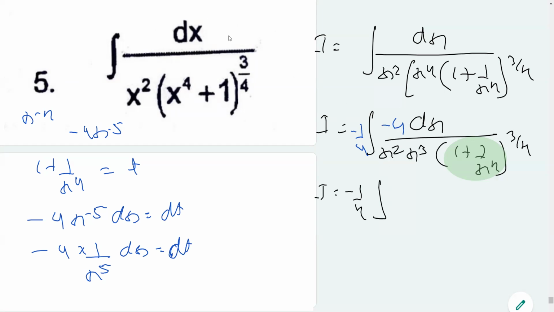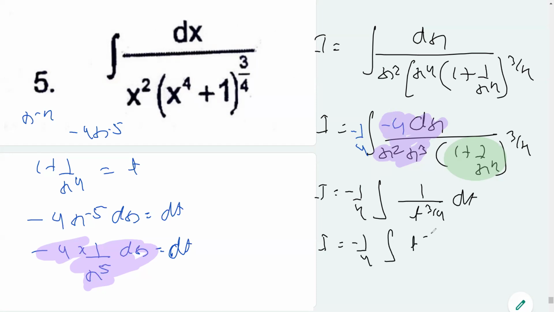By that I mean to say that this whole thing, right? This whole thing from here can be replaced with dt. So what I'll get here, this is 1 by t. This is t raised to the power 3 by 4 dt. So I is equal to minus 1 by 4. This I can write t raised to the power minus 3 by 4 dt.